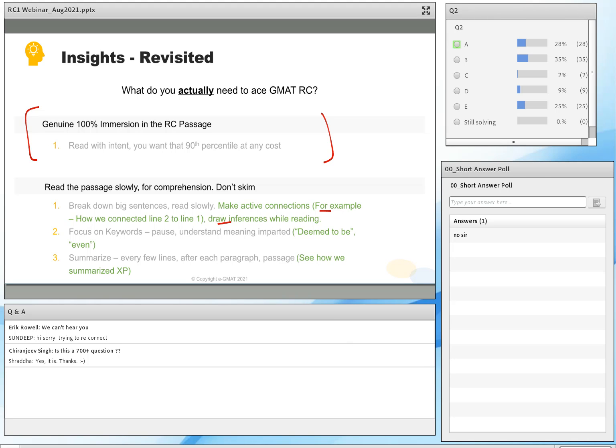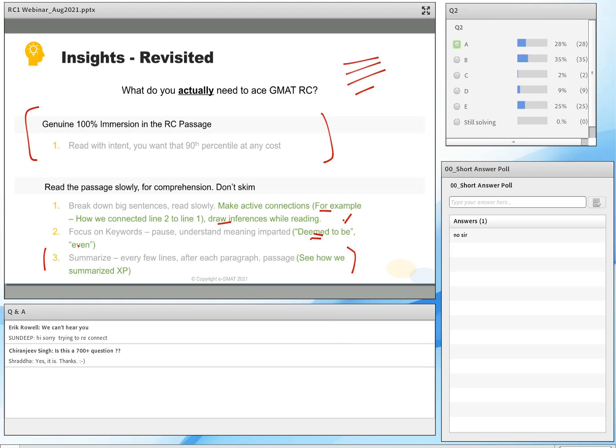Remember, the way we connected line 1 to line 2, just by the keyword even, we were able to understand what the author has done. Line 1 told us something. Based on even, we were able to say, oh, this is the nature of the relationship that the author is telling us. That level of analysis has to happen in your brain as you're reading these passages. Focusing on those keywords. Deemed to be, everybody who fell for that option B is because of deemed to be. If you understood even, you unlock the meaning of the passage.